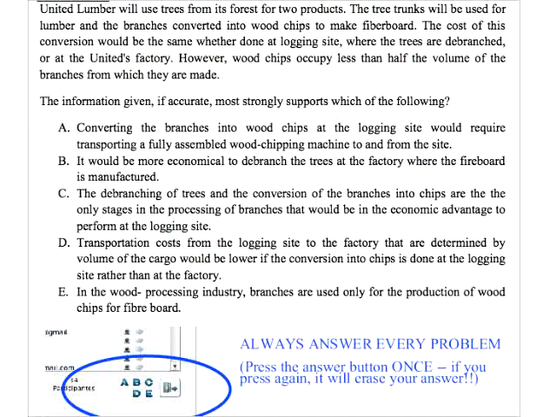Okay, there's still a lot of people without answers. Make sure that you answer the problem. Because again, this is the GMAT, this is a test where you are not allowed to not answer problems. So always answer everything.